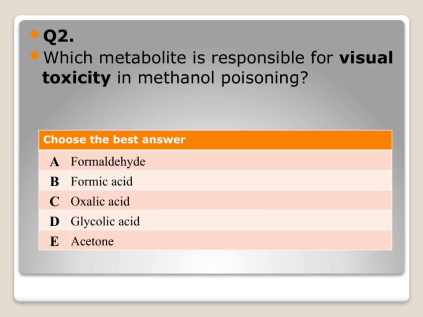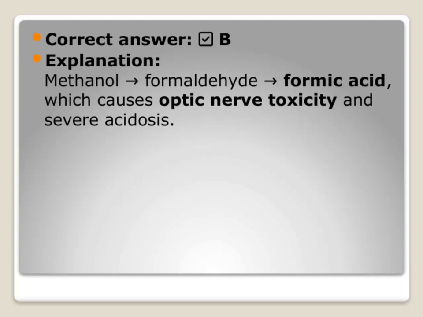Understanding this helps us grasp why prompt diagnosis and treatment are essential, especially to prevent irreversible damage. So, the correct answer is B, formic acid, because it's the metabolite responsible for the visual toxicity associated with methanol poisoning. Let's take a closer look at the correct answer, which is B now.